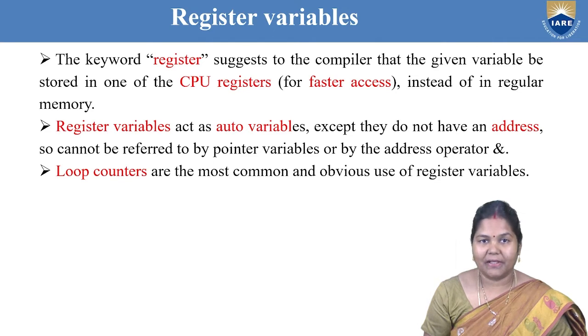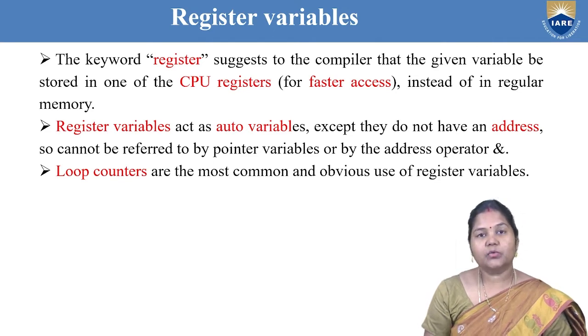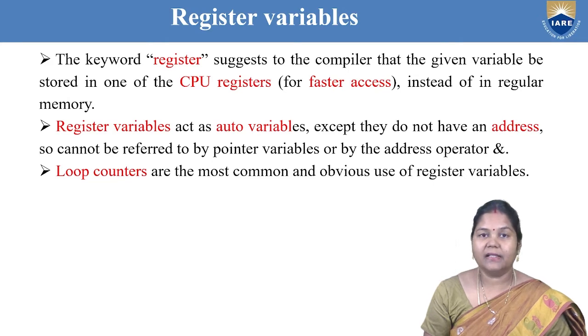and the register variables cannot be referred to by a pointer variable or by using the address operator. Otherwise, the scope of the local variables, the automatic variables and register variables is the same. Both have local scope. So when the scope of the variable is over, the variable's existence will not be there. The variable will not be alive.